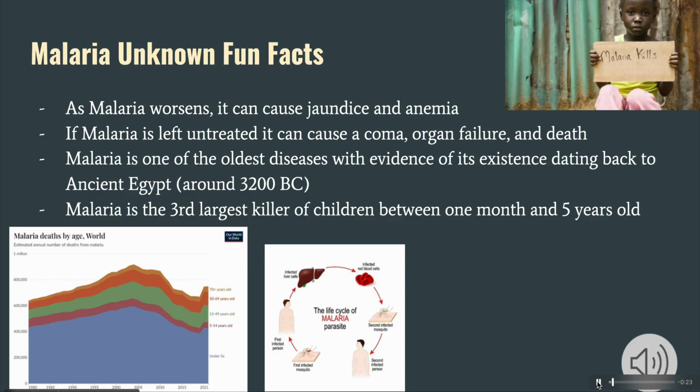Something unique about malaria that a lot of people may not know is that as malaria worsens, it can cause jaundice and anemia, and then if it's left untreated, it can also cause a coma, organ failure, and death. Malaria is also one of the oldest diseases with evidence of existing back to ancient Egypt around 3200 BC, and malaria is the third largest killer of children between the ages of 1 month old and 5 years old.